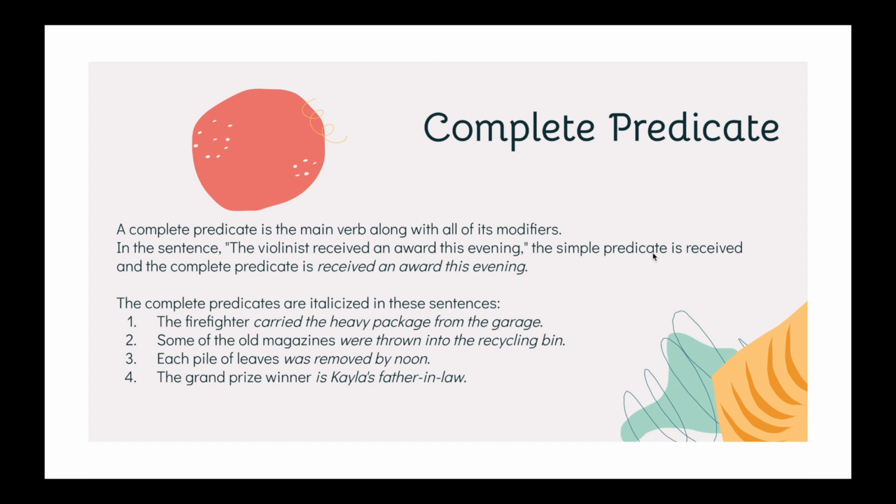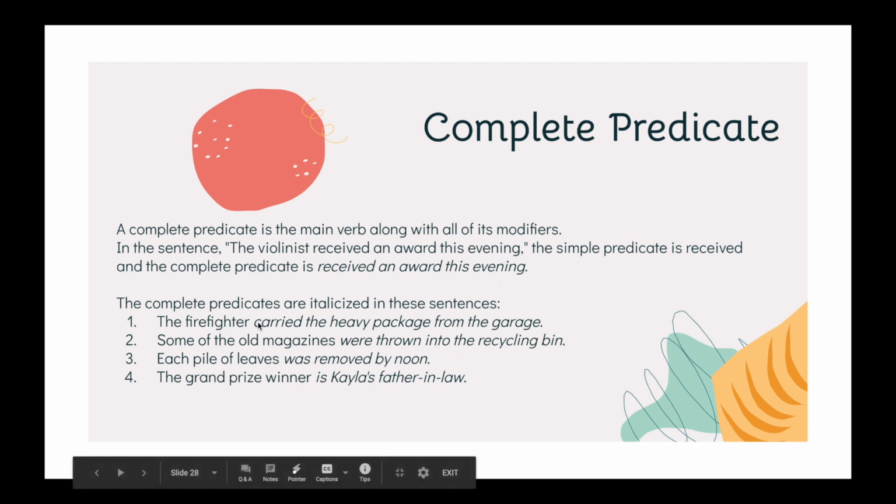Okay, the simple predicate is received. And the complete predicate is received an award this evening. Okay, so the complete predicate includes a verb, received, a noun, an award, and an adverb, this evening. Okay, the complete predicates are italicized.